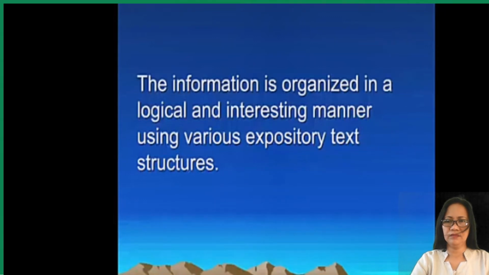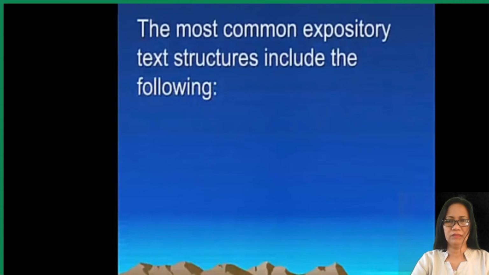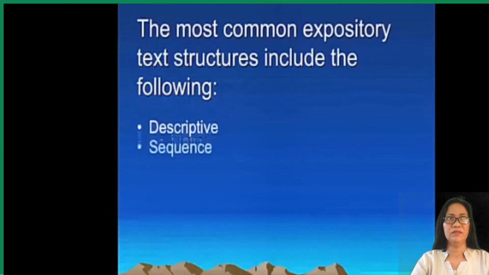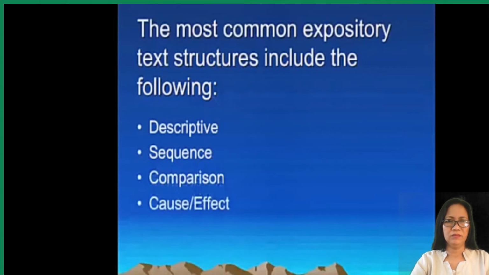And we are going to look at the five basic structures of expository text. So let's look at them. First, there's descriptive. There's sequence. There's comparison. There's cause and effect. And there's problem and solution. Those are the five most commonly used text structures in any expository text.